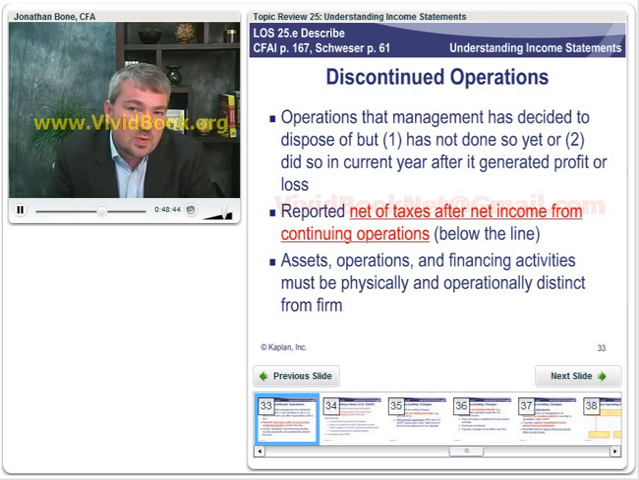Notice it's reported below the line, so we report it net of tax. So the tax is netted against the line, or the item in that line. It does not go through the provision for income taxes. Notice as well, for it to be a discontinued operation, the assets, operations, financing activities must be both physically and operationally distinct from the firm.